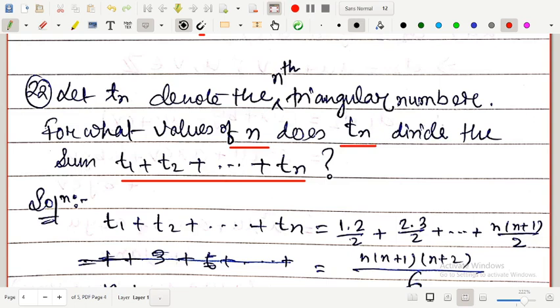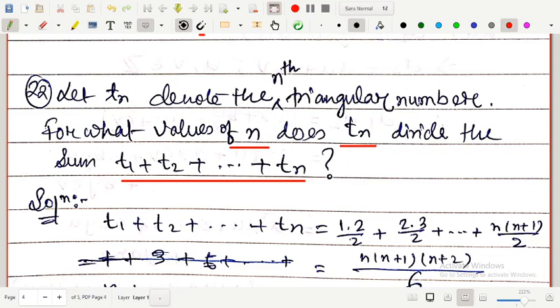Of course, n equal to 1 will be an answer because T1 is 1 and 1 divides everything. They are asking for what values of n, Tn divides the sum T1 plus T2 plus up to Tn. If I put n equal to 1, then T1, the first number, is 1 and 1 divides everything. So n equal to 1 will be an obvious answer. Now there are more such n.